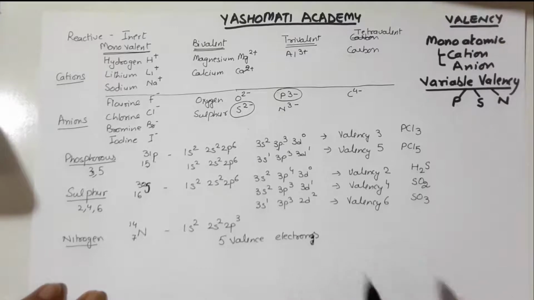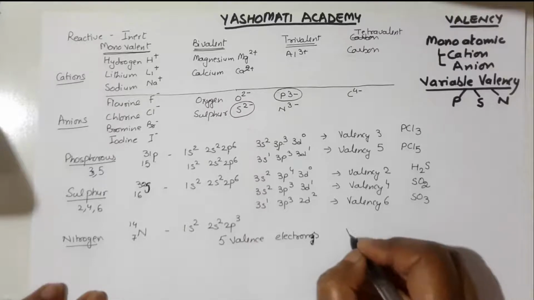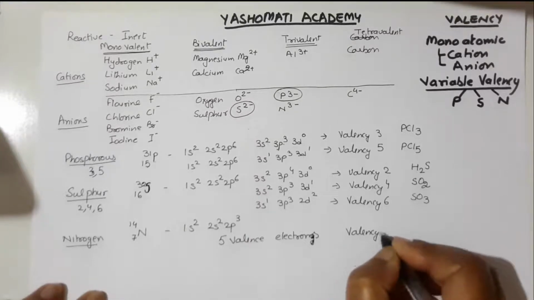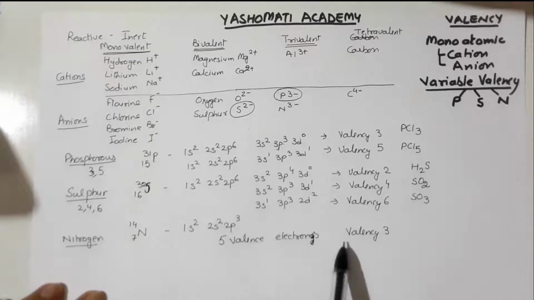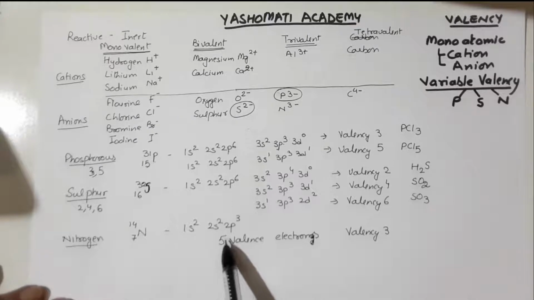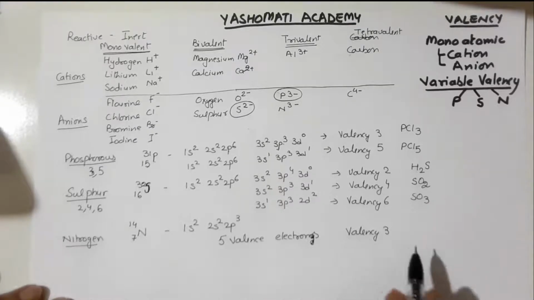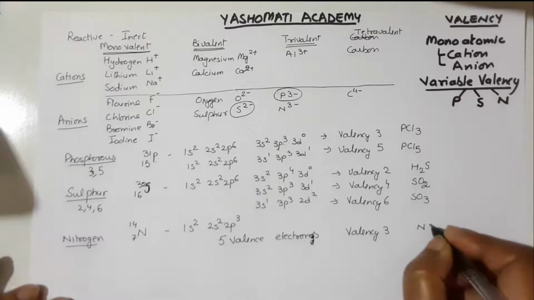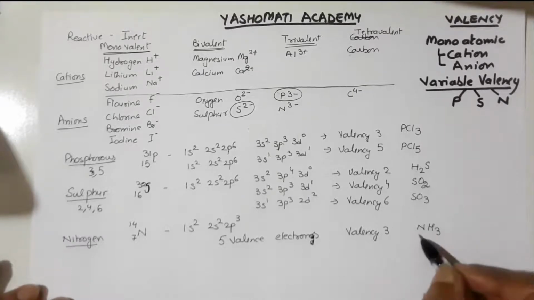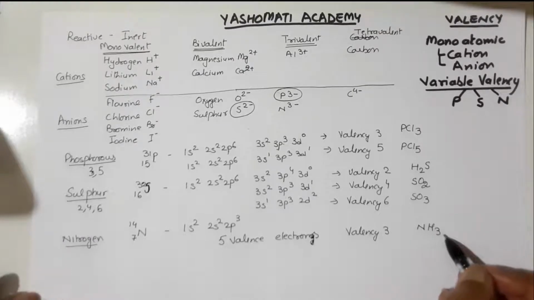And these electrons are arranged as 2s2, that is a pair of electrons, and 2p3, that is 3 electrons, and these 3 electrons are unpaired. Because of that, its valency is 3, because to complete its octet, it will require 3 electrons. So that is why its valency is 3. It is seen in compounds like NH3, where nitrogen binds with 3 hydrogen atoms to form ammonia.